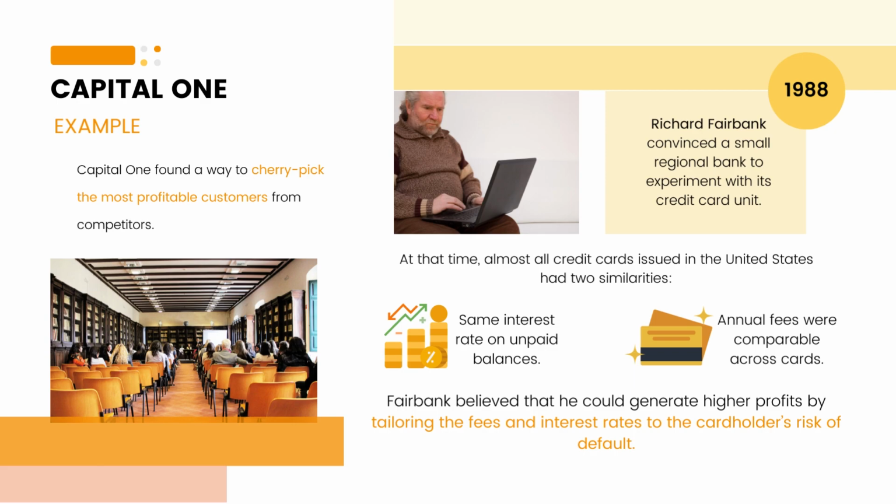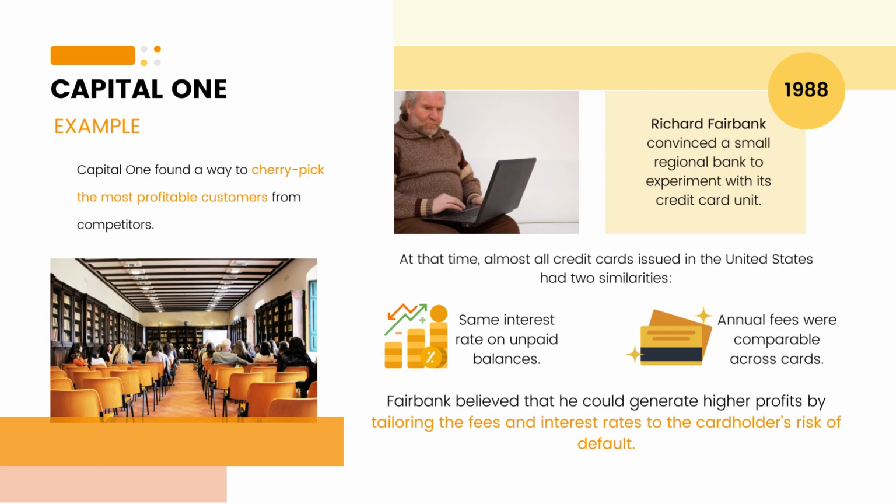In contrast to American Airlines, Capital One found a way to cherry-pick the most profitable customers from competitors. Capital One, now a huge provider of credit cards and other financial services, teaches us a lesson in using adverse selection to one's own advantage. Founded in 1988, Richard Fairbank convinced a small regional bank to experiment with its credit card unit. At that time, almost all credit cards issued in the United States had two similarities. First, same interest rate on unpaid balances, and second, annual fees were comparable across cards.